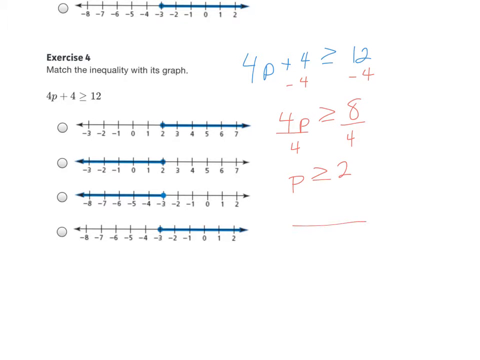And so that would be 2 is our target, 1 to the left, 3 to the right, closed circle, this time it's going to the right. So it would be this top one.